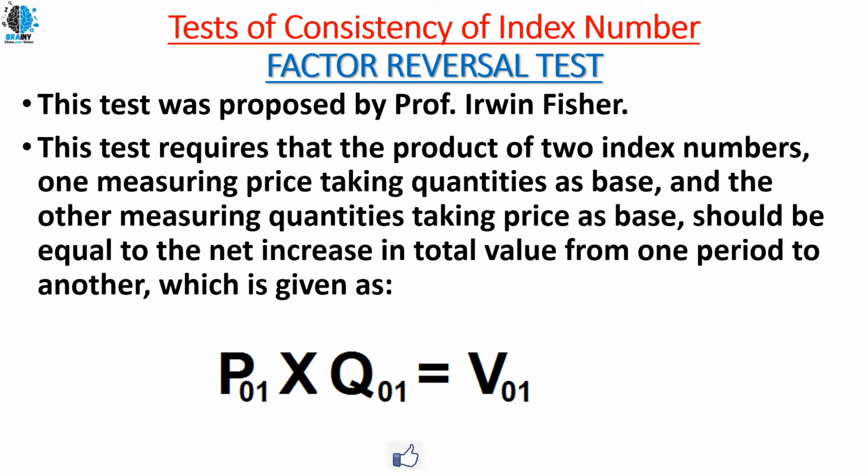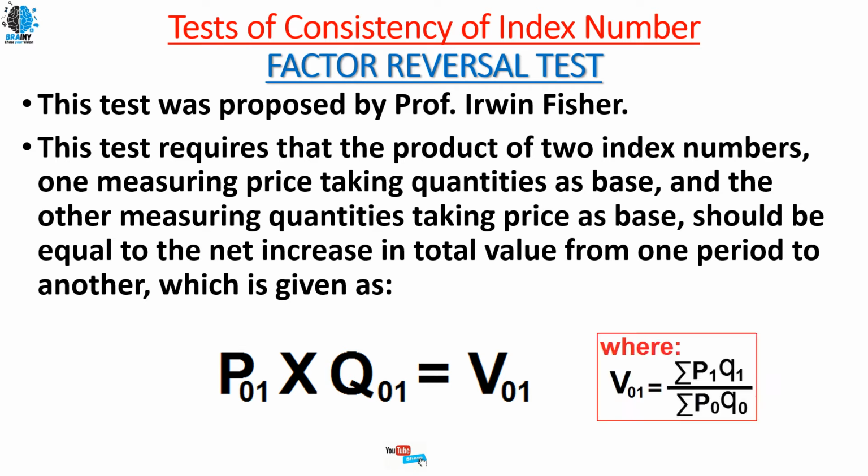So it's simple: if I take a price index and a quantity index and multiply these two indices, I should get a value index. So this is our factor reversal test. So how to find the V01? V01 is equal to summation P1 Q1 whole divided by summation P0 Q0.